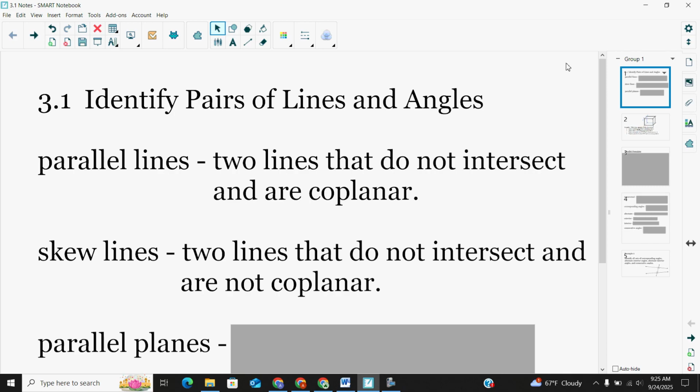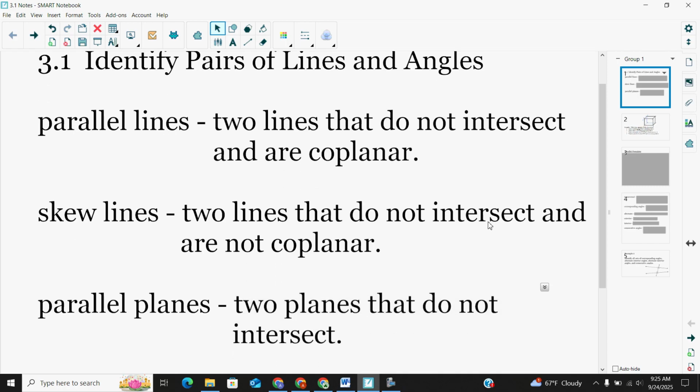So parallel lines and skew lines, neither of them intersect. If they lie on the same plane, they're parallel. If they do not lie on the same plane, they're skew. And parallel planes are simply two planes that don't intersect, as you would expect. As always, if I'm going too fast, pause it, give everybody a chance to write and get caught up, and then restart.